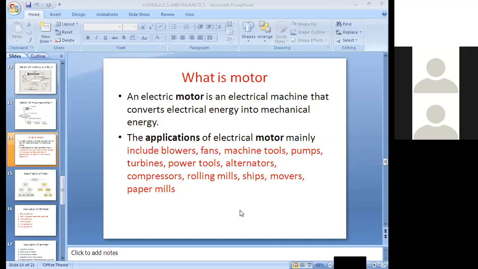Where are we going to apply the motor? The applications of electrical motors mainly include blowers, fans, machine tools, pumps, turbines, power tools, alternators, compressors, rolling wheels, ships, movers, and paper mills. All these are the main applications of motors. For your understanding, since I am discussing the basic concepts today, I brought a few applications as well as the definition of the motor. I hope you understand. Shall I go for the next topic?